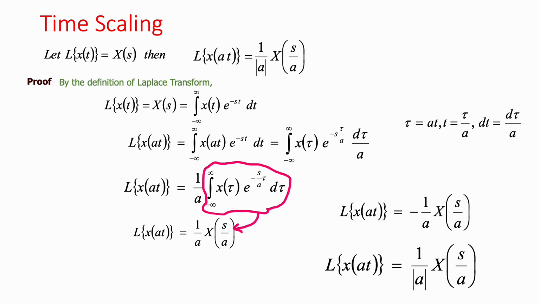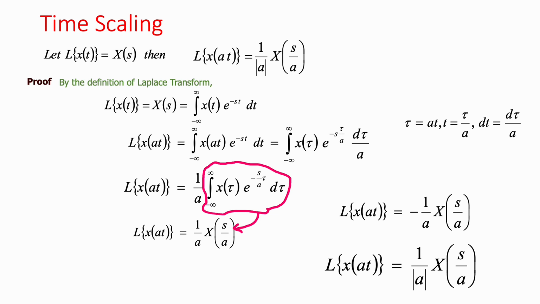Integral from minus infinity to plus infinity, the at can be written as a tau. e power minus s, instead of t, we have tau by a, d tau by a. The dt can be replaced by d tau by a. Now, here 1 by a is a constant, you bring it out. The remaining term is the integral from minus infinity to plus infinity of x of tau e power minus s by a tau d tau. Now, the whole thing, the red circled part, can be written as X of s by a.